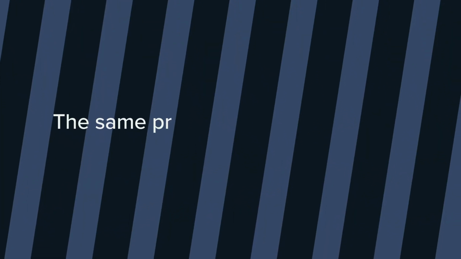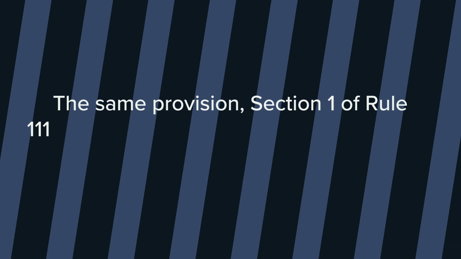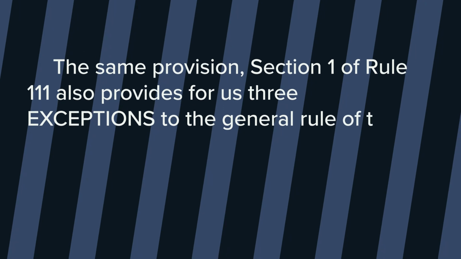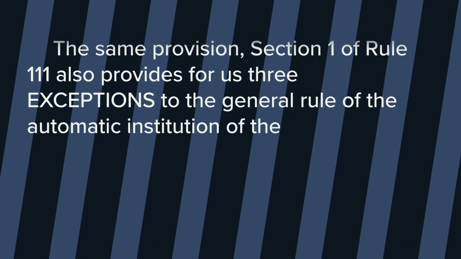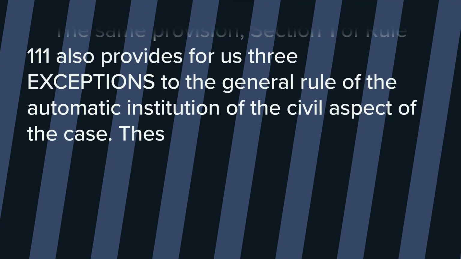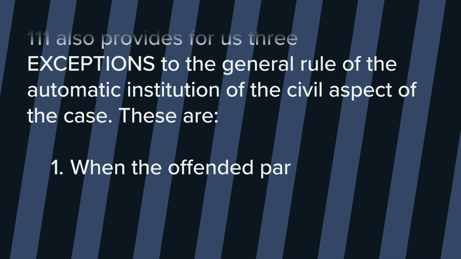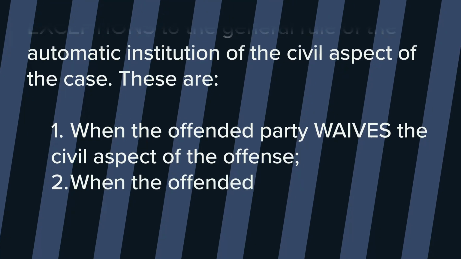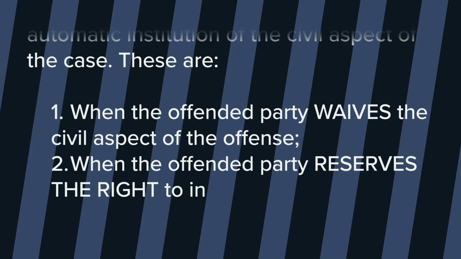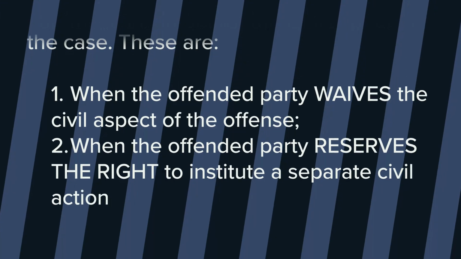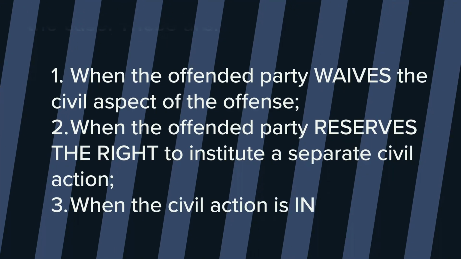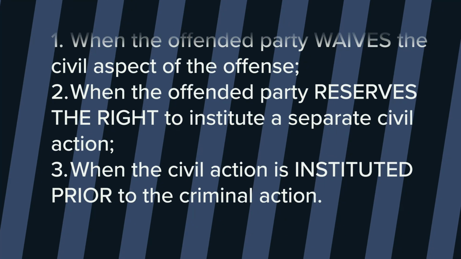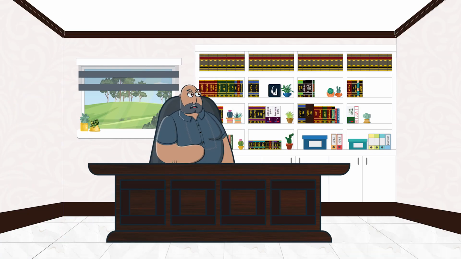The same provision, Section 1 of Rule 111, also provides for us 3 exceptions to the general rule of the automatic institution of the civil aspect of the case. These are: 1. When the offended party waives the civil aspect of the case. 2. When the offended party reserves the right to institute a separate civil action. 3. When the civil action is instituted prior to the criminal action. Now, let's discuss these exceptions.